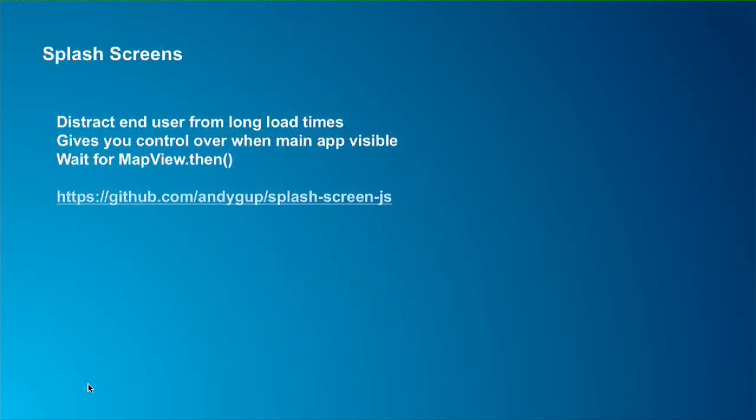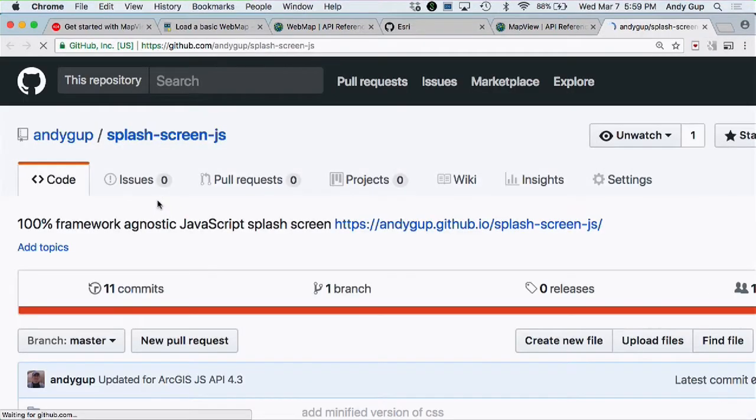We can also use splash screens, especially if you have long load times. Sometimes there's just nothing you can do about it. This is geospatial. Sometimes our libraries are large. Sometimes there's a lot of data. One of the things that we can do to distract the user from what's going on behind the scenes is putting a splash screen up.